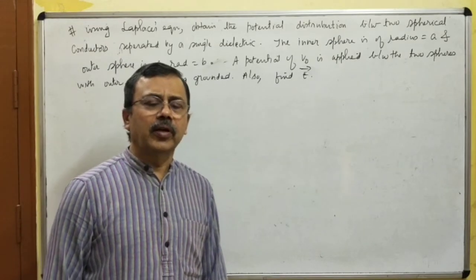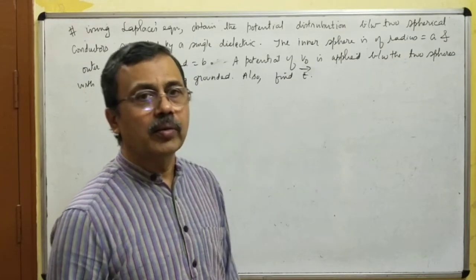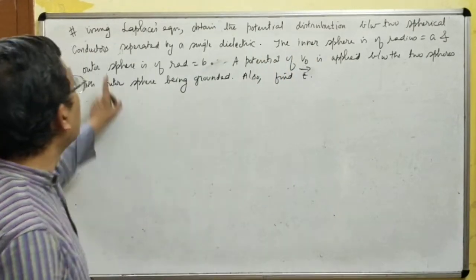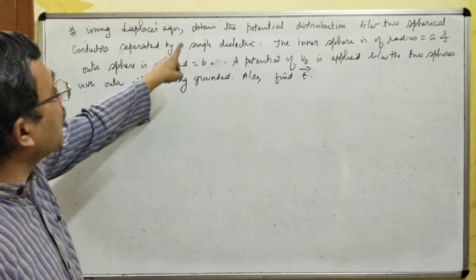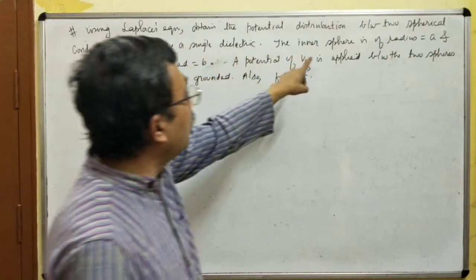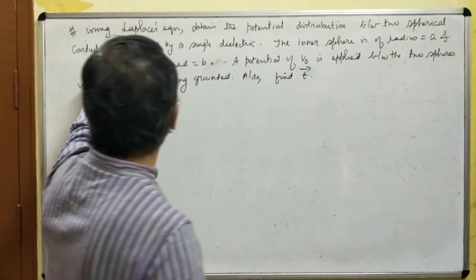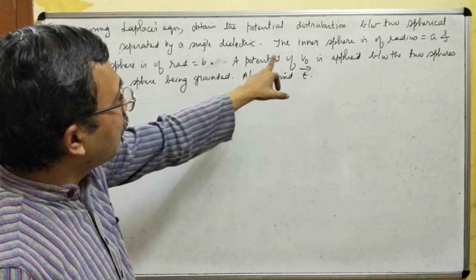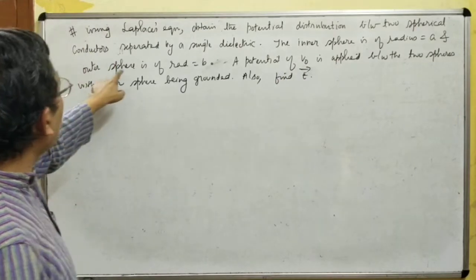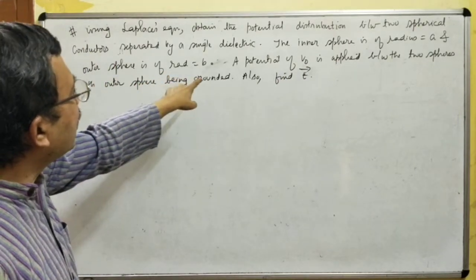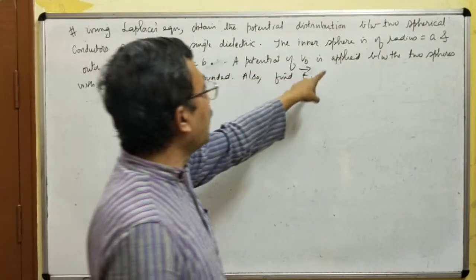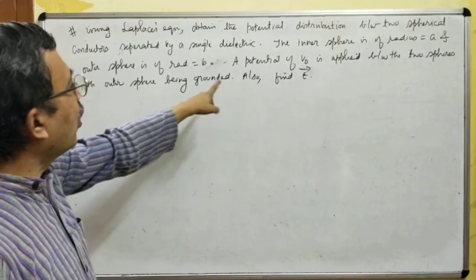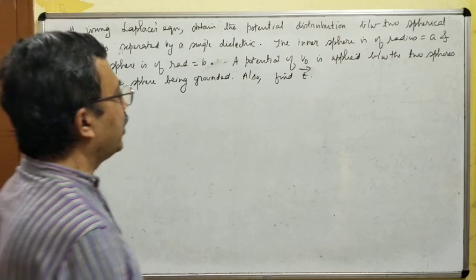We shall do now a few problems based on Poisson's and Laplace's equations. The first problem in the series is: using Laplace's equation, obtain the potential distribution between two spherical conductors separated by a single dielectric. The inner sphere is of radius equal to A and the outer sphere is of radius equal to B. A potential of V0 is applied between the two spheres, with the outer sphere being grounded. Also find the expression for vector E.